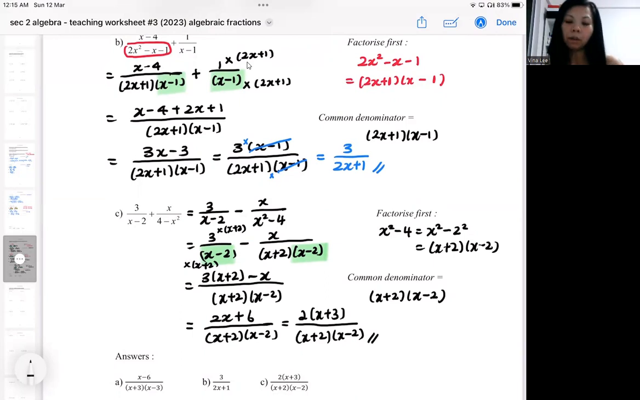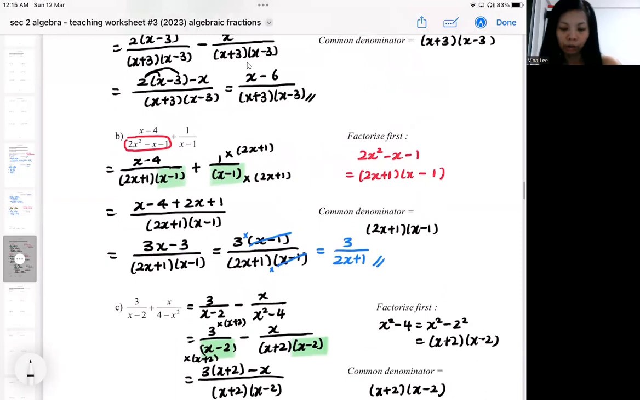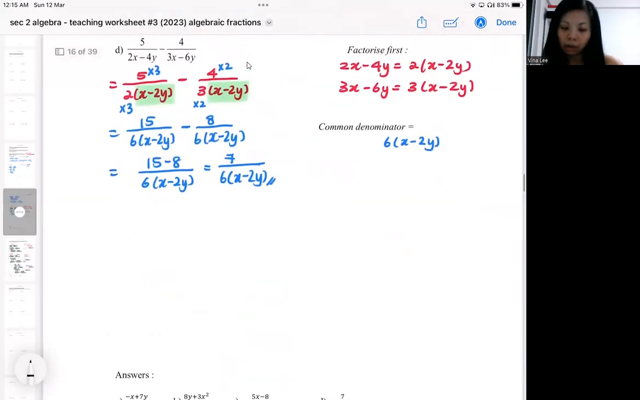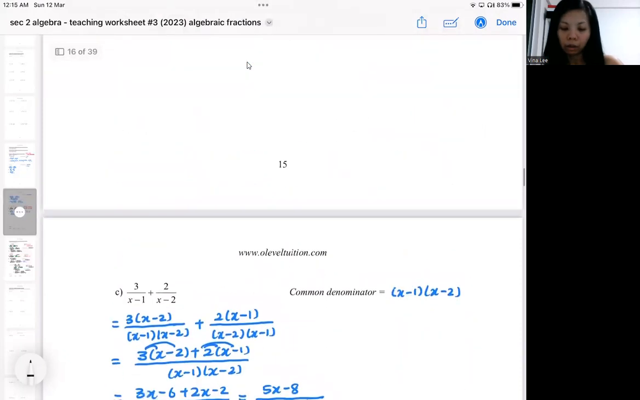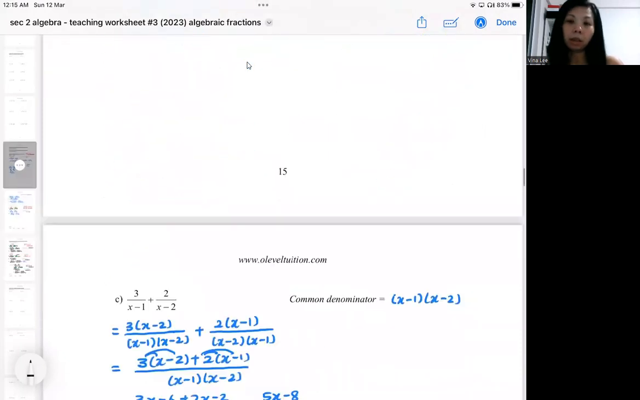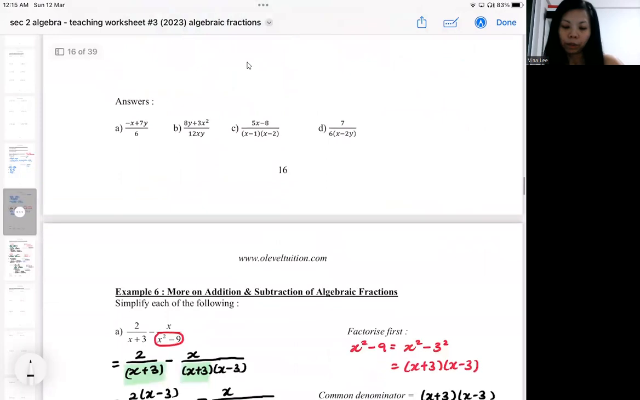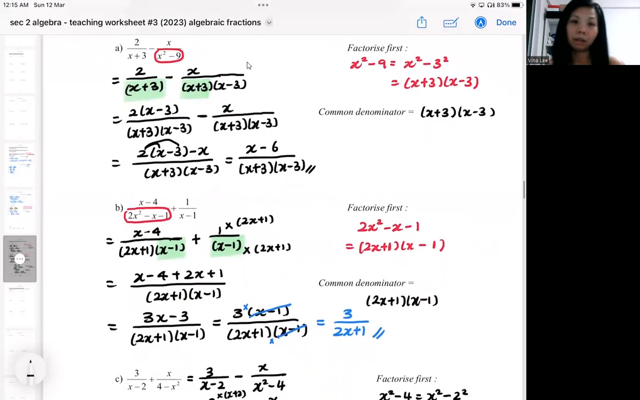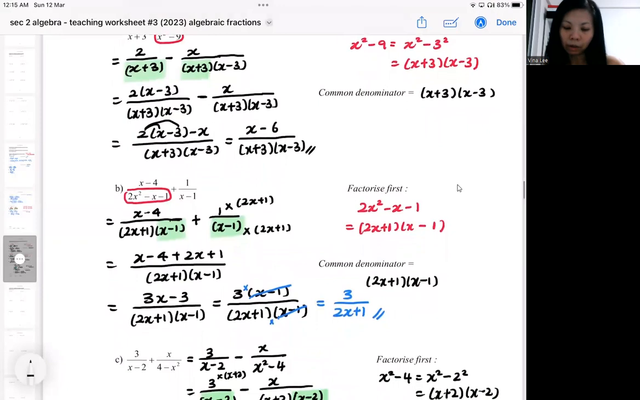So these two examples deal with fraction plus fraction. You got to be sensitive to the denominator, whether you can factorize or not, before you can make same denominator. So fraction plus fraction, fraction minus fraction, you will need to make same denominator. But take note whether the denominator can be factorized or not.